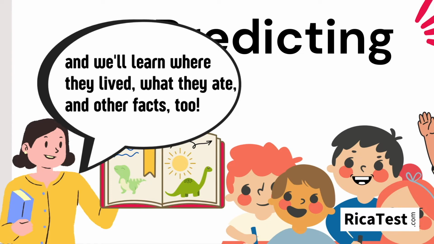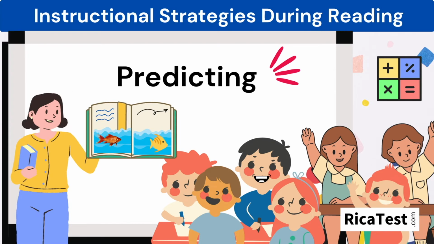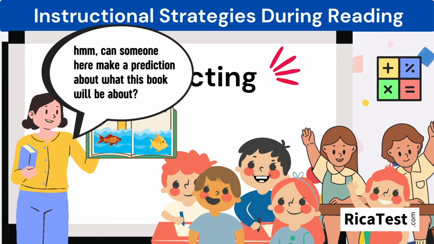I predict that this book is about dinosaurs, and we'll learn where they lived, what they ate, and other facts too. In the second lesson, this next lesson, the teacher will grab a similarly styled book, and together the teacher and the students will read again. They'll look at the covers and they'll do a picture walk again.